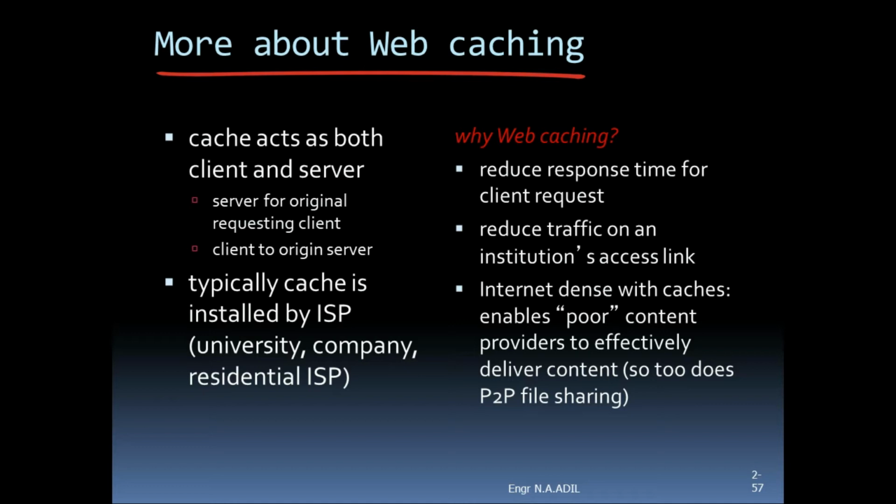So why are we using web caching? It reduces response time for client requests. It reduces traffic on an institution's access link. The internet is dense with caches, which enables poor content providers to effectively deliver content. So too does peer-to-peer file sharing.